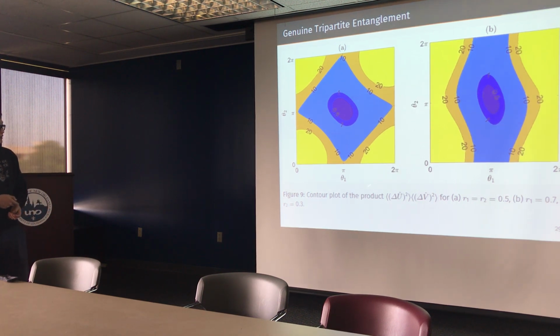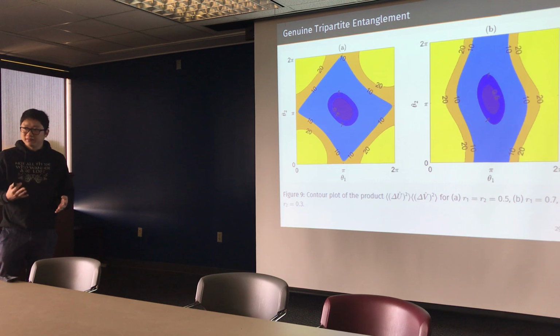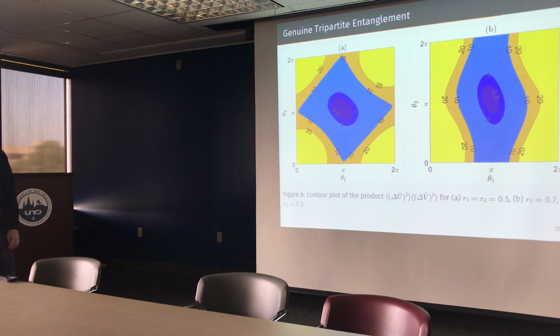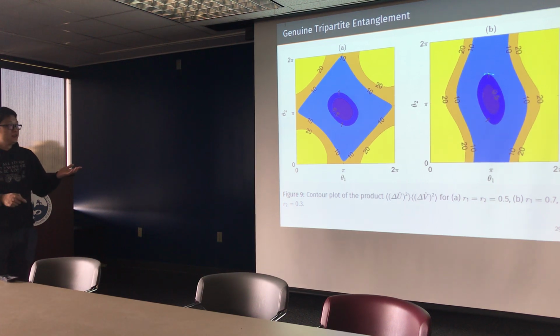So here we can see that A is for symmetric R1 and R2. In the middle region is where the product becomes smaller than 1. So for phases theta 1, theta 2, if we choose the phases in the middle here, we can show that this state is genuine tripartite entangled. Remember, the criterion is only sufficient, but not necessary. And for not symmetric R1 and R2, we also have a region where this inequality is violated, and inside that region, we can demonstrate genuine tripartite entanglement.